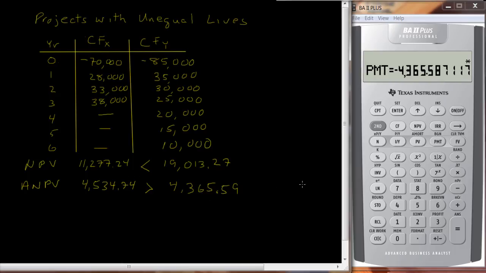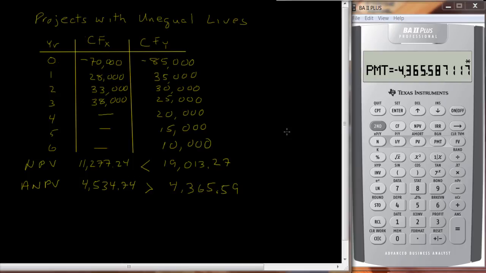So what does that mean? That means that what we could do if after this project expires, or ends in 3 years, we just replicated an identical project, spend another $70,000 with cash flows of $28,000, $33,000, and $38,000 one more time, we would have a higher NPV than if we purchased this project alone. And so you'll actually be better off doing 2 of these in a row than you will just doing 1 of these. So again, if they are ongoing projects, you can keep doing them. You can keep replicating them. X is a better project than Y.